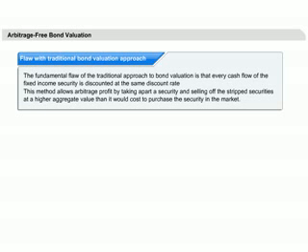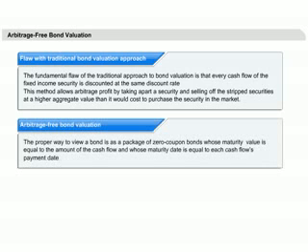Arbitrage-free bond valuation. In this slide, we look at the flaw with the fundamental approach to bond valuation and the method of arbitrage-free bond valuation. The fundamental flaw of the traditional approach to bond valuation is that every cash flow of the fixed income security is discounted at the same discount rate. Arbitrage profit can be made in this method by taking apart a security and selling off the stripped securities at a higher aggregate value than it would have cost to purchase the security in the market.